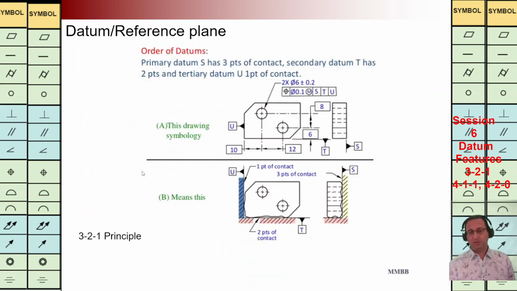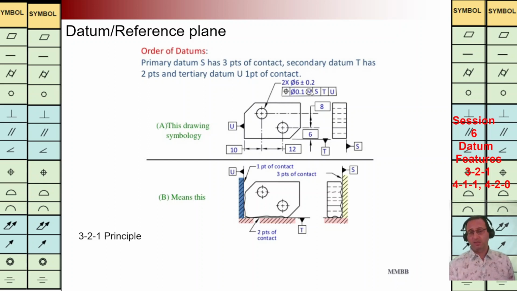Let's see the first example here. We have primary datum plane S, secondary datum plane T, and tertiary datum plane U, as it is defined here, S, T, U. S is primary. It means at least I need to have 3 contact points here. For secondary, I need to have at least 2 contact points. For tertiary, I need to have at least 1 contact point.